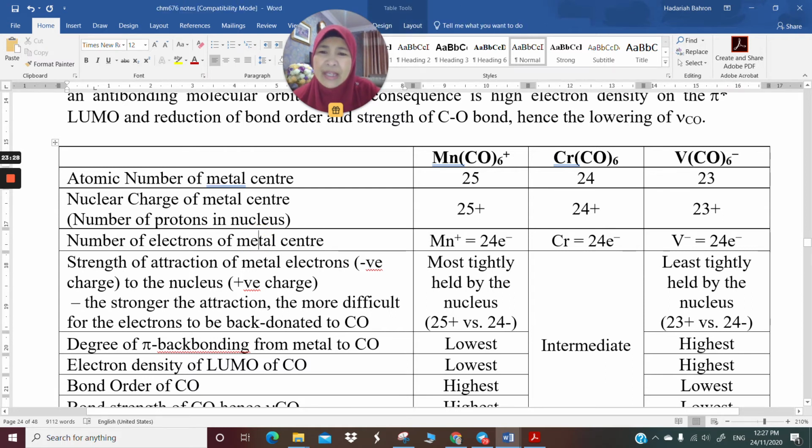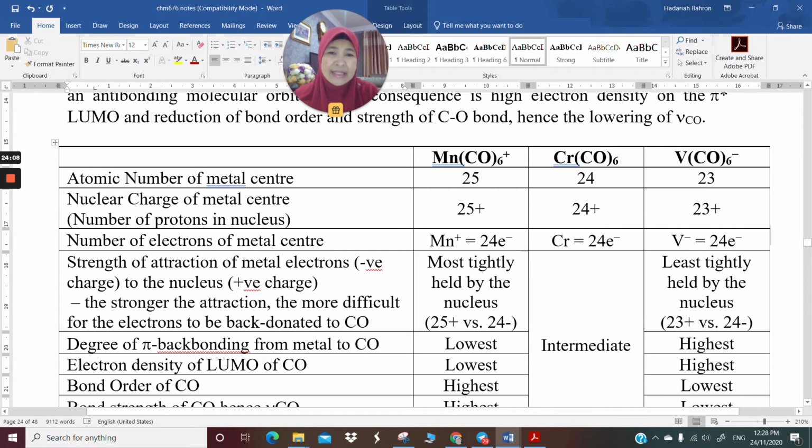Now, the number of electrons of the metal center. Chromium 24 obviously has 24 electrons on the outside in the orbitals, right? To offset the nuclear charge. So 24 protons in the nucleus, 24 electrons in the orbitals, you're going to have a neutral chromium. But if you have a manganese plus, because carbon monoxide here doesn't carry with it any charge, you're going to have manganese with a +1 oxidation state there.